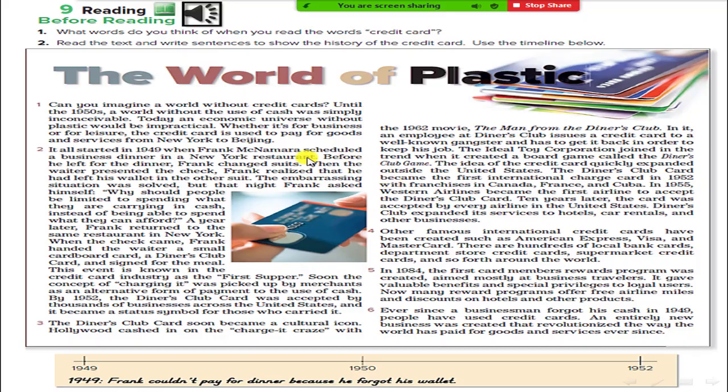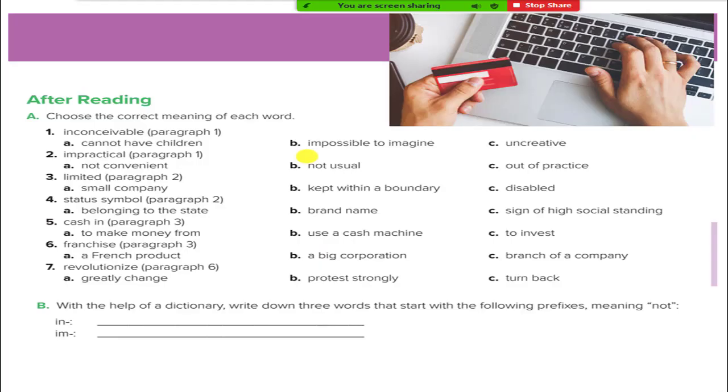Okay, now you have exercise A. After reading, choose the correct meaning of each word. Let's see number 1. Inconceivable means, in paragraph 1. Who can answer number 1?